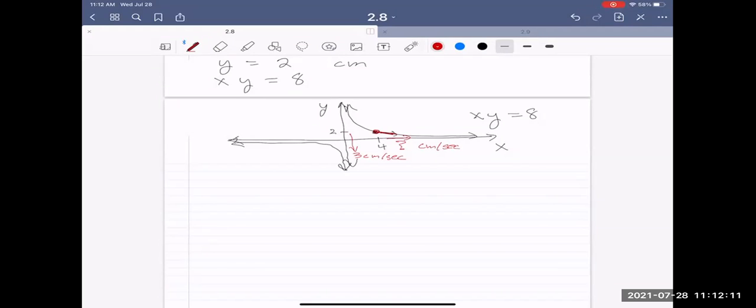Okay, so let's do that. Actually, let me zoom in here for 1 second. So I'm here at the point 4, 2. And so I know that I'm dropping here at 3 centimeters per second. And then the question is, so this is dy/dt.